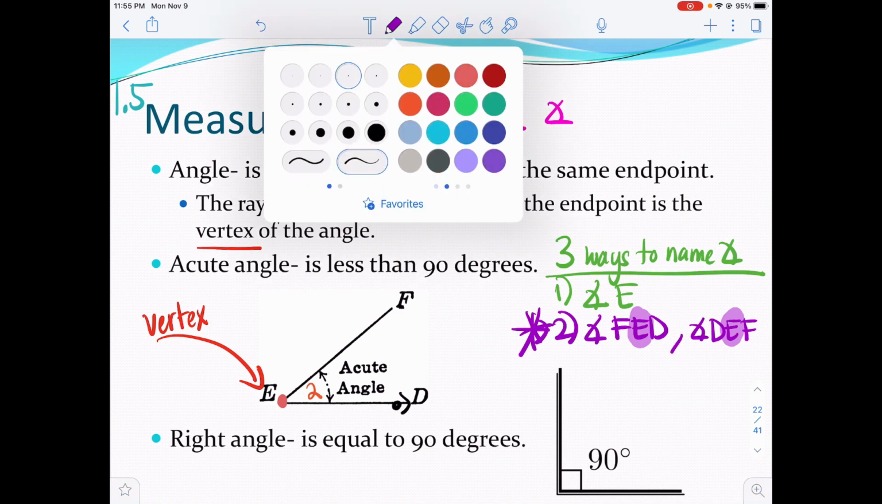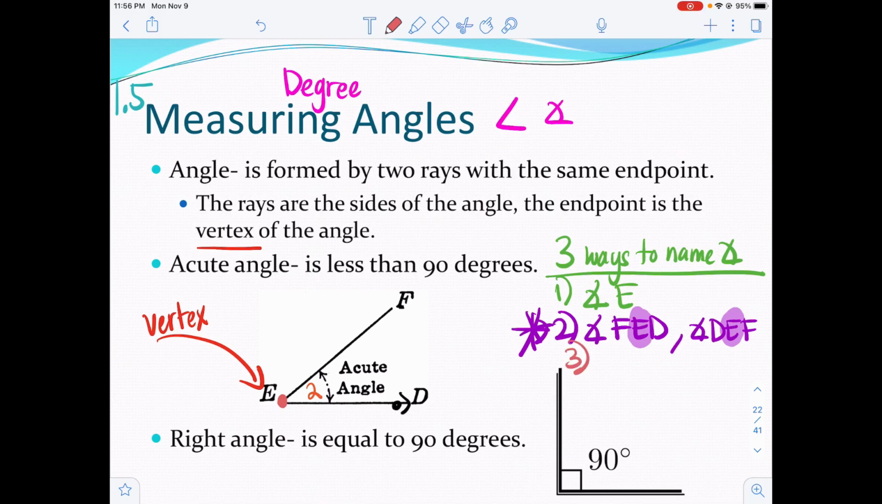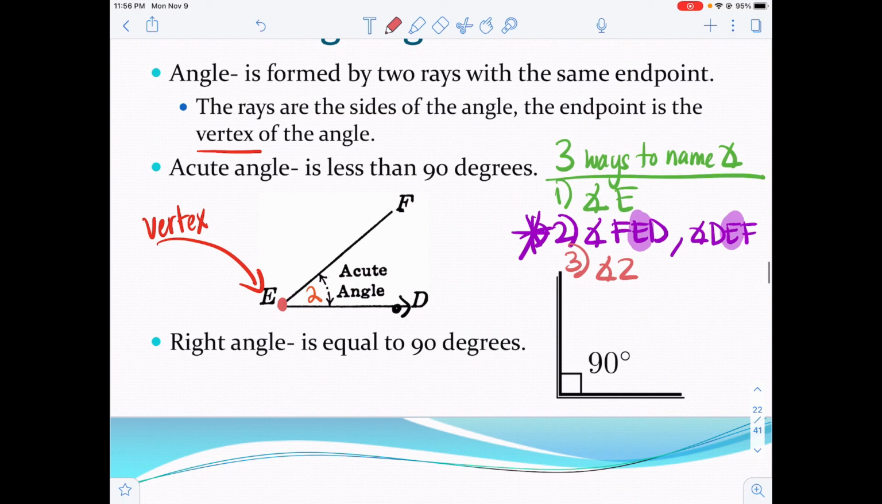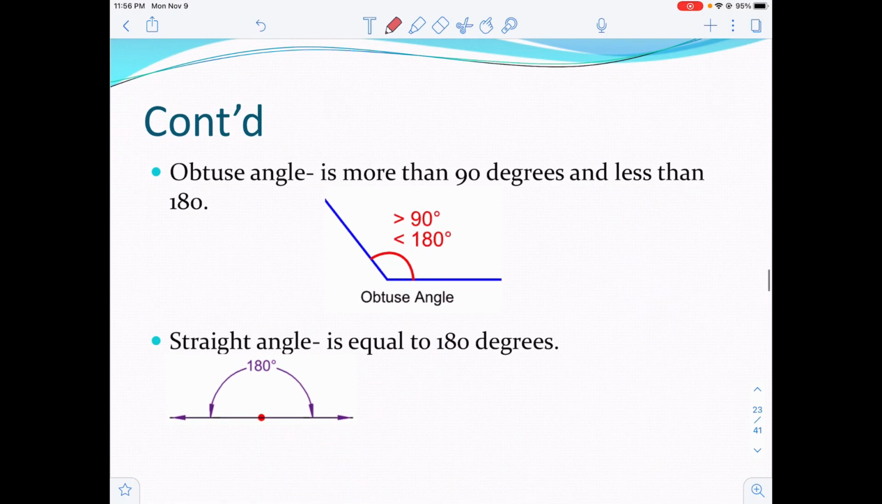And the last way to name your angle, which isn't always going to be given, is angle 2, using a number that's in between the 2 rays. Angle 2. So these are your 3 ways of naming your angle. All right, let's keep moving. So we got an acute angle and a right angle. Those are the 2 ways, and we got 2 more ways. So let's go ahead and go to the next one.